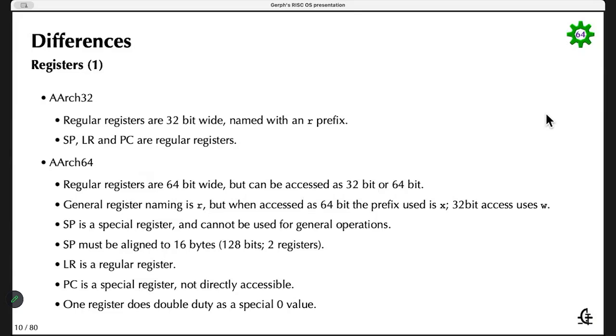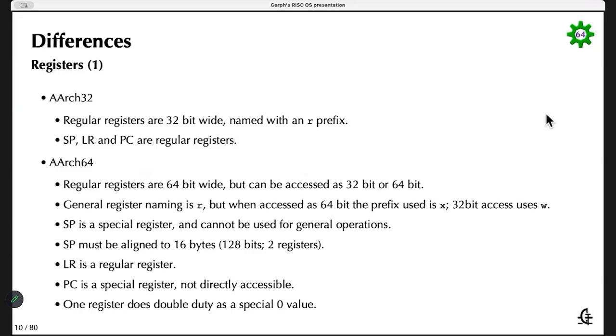And you can mix and match these. So you can load a value from memory using 32-bit with the W register, and then store it somewhere else with the X, and store it as 64-bit. And you can decide whether you want it sign extended or not.